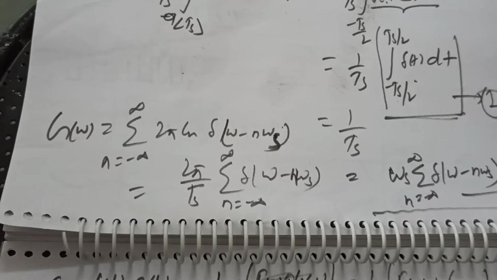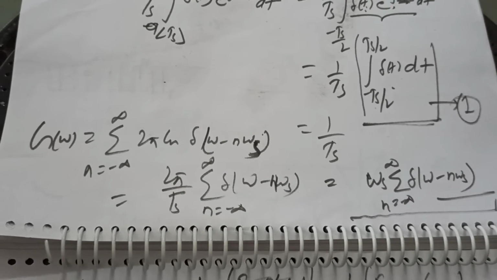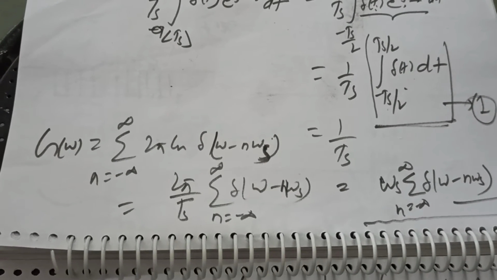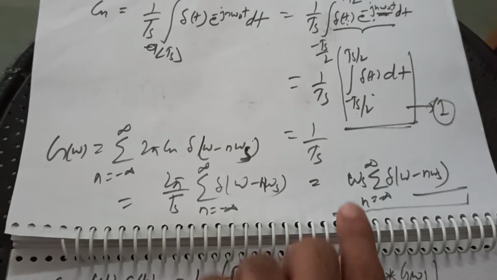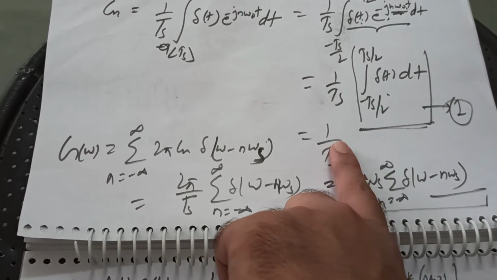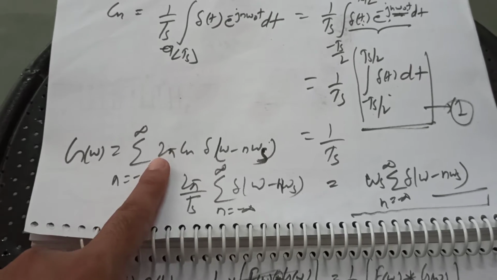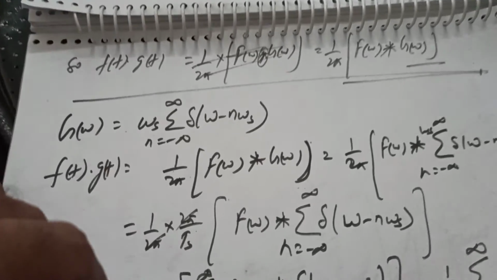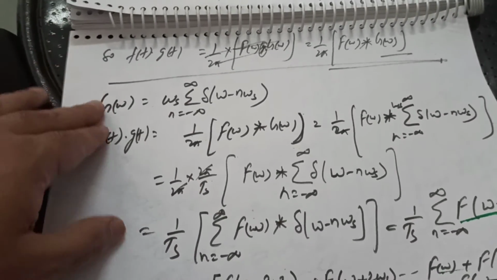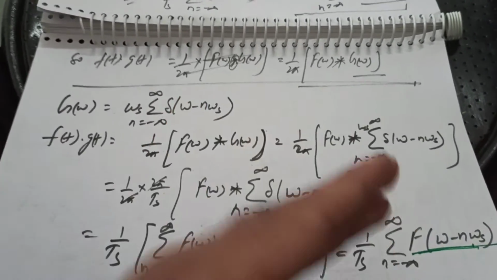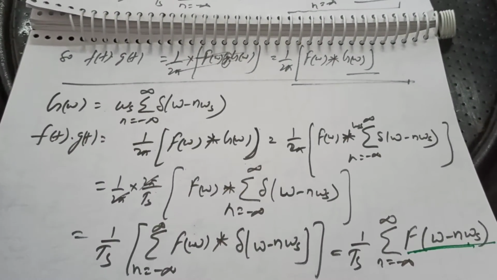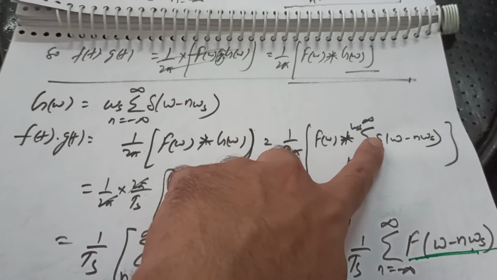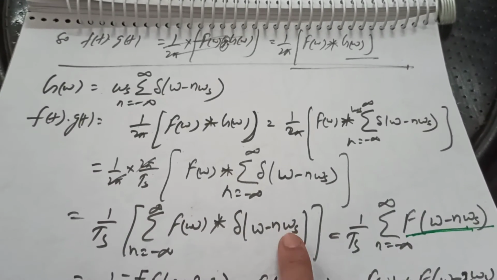Now I will again come back to the G(omega) portion. Coming back to the G(omega) portion, we can very well see that once Cn is obtained, which came out to be 1 by Ts, we have to multiply it by 2 pi by Ts, summation of this, and it will give the transform. Now without wasting a second, I will straight away come to the crux that these two are multiplied: F(omega) convolved with delta(omega minus n omega s). From the convolution property of the delta function, we are very much clear that these two will be convolved, so it gives us F(omega minus n omega s). Clear?